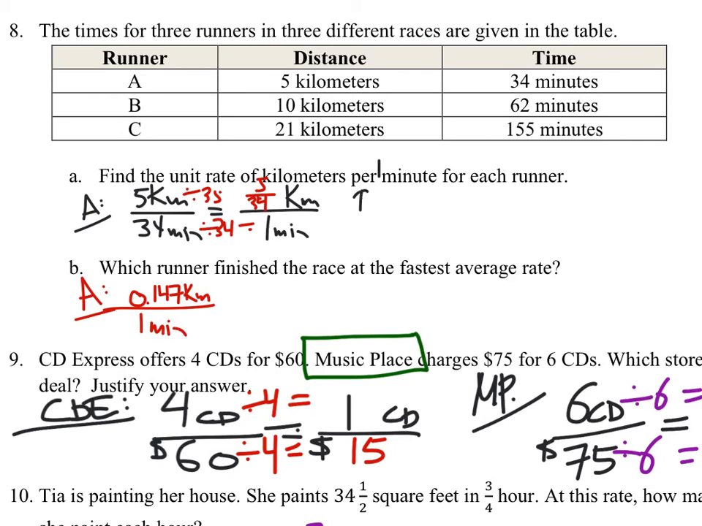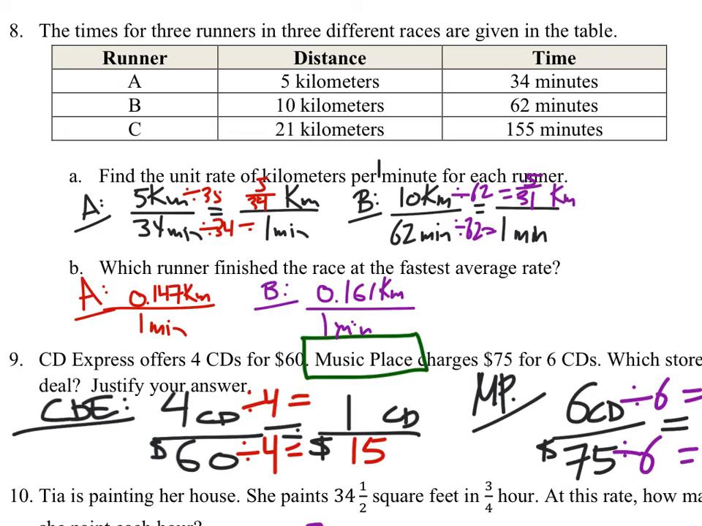Alright, so that takes us to runner B, who can run 10 kilometers every 62 minutes. But once again, we want this compared with 1 minute. So we'll divide both of these by 62 to get the 1 minute, and divide this by 62 as well. And that's in kilometers. So runner B has 0.161 kilometers every minute. So just based on these two values, who is running at the faster rate? B is, because they're covering more kilometers in 1 minute. Now it's very small in terms of kilometers and decimals, but it's still more.